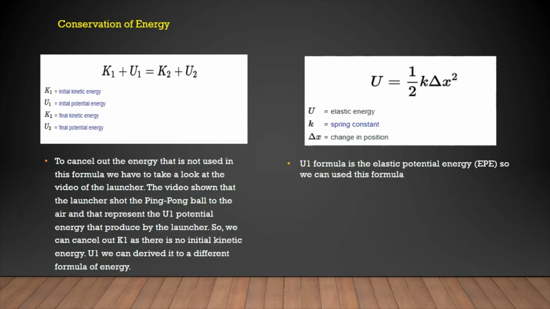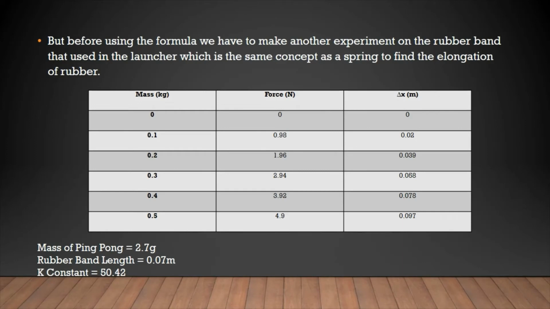U1 we can derive into a different formula of energy. The second formula is U equals 1 over 2 K delta X to the power of 2. U means elastic energy, K is the spring constant, and delta X is the change in position. But before using the formula, we have to make another experiment on the rubber band used in the launcher, which is the same concept as a spring, to find the elongation of the rubber.